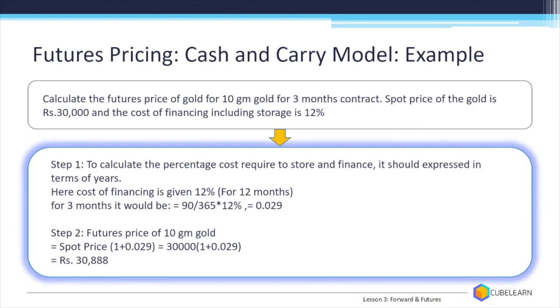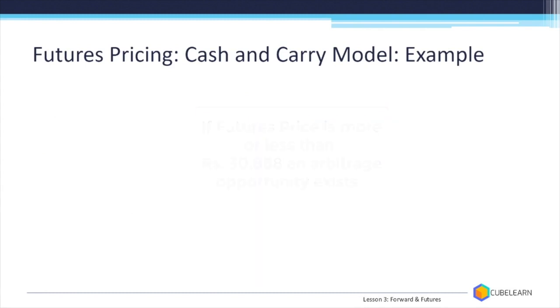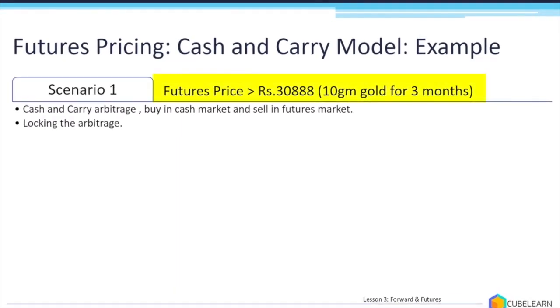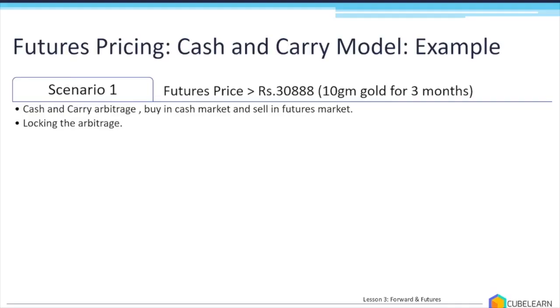If the future price on the exchange is more or less than the calculated price, that is rupees 30,888, there is an arbitrage opportunity and market participants will take positions accordingly. There can be 3 scenarios. Scenario 1, when the future price on exchange is more than the calculated future price. Buy in cash market and sell in futures market. Cash and carry arbitrage takes place.